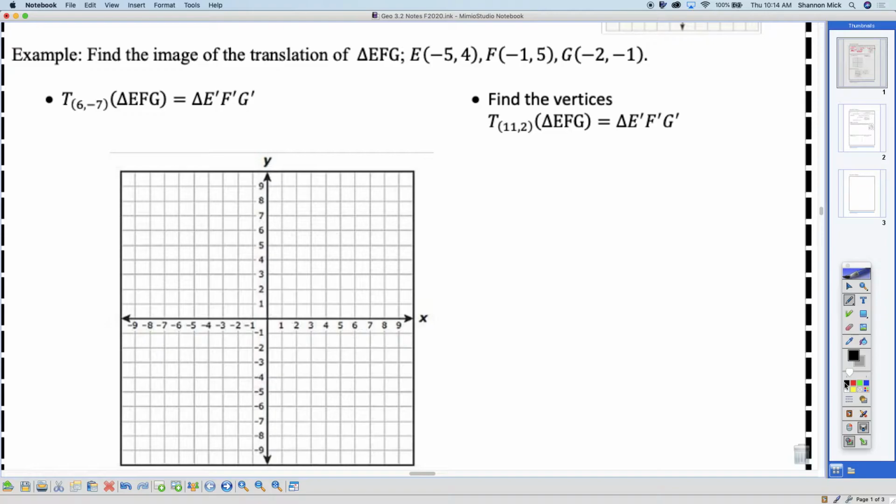Okay, so -5, 4. And then -1, 5. And then -2, -1.